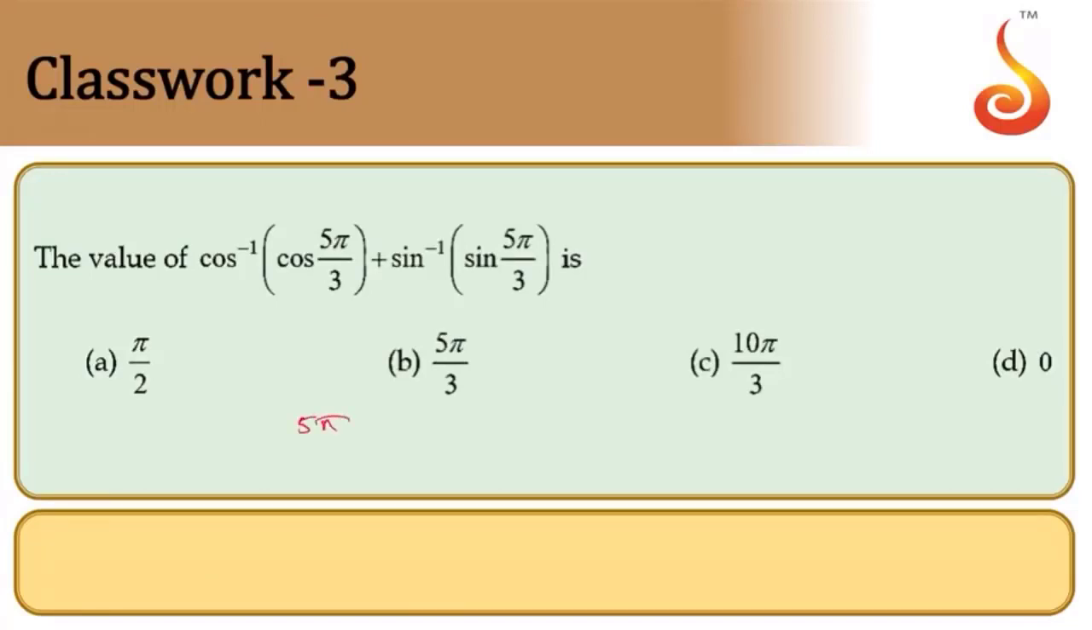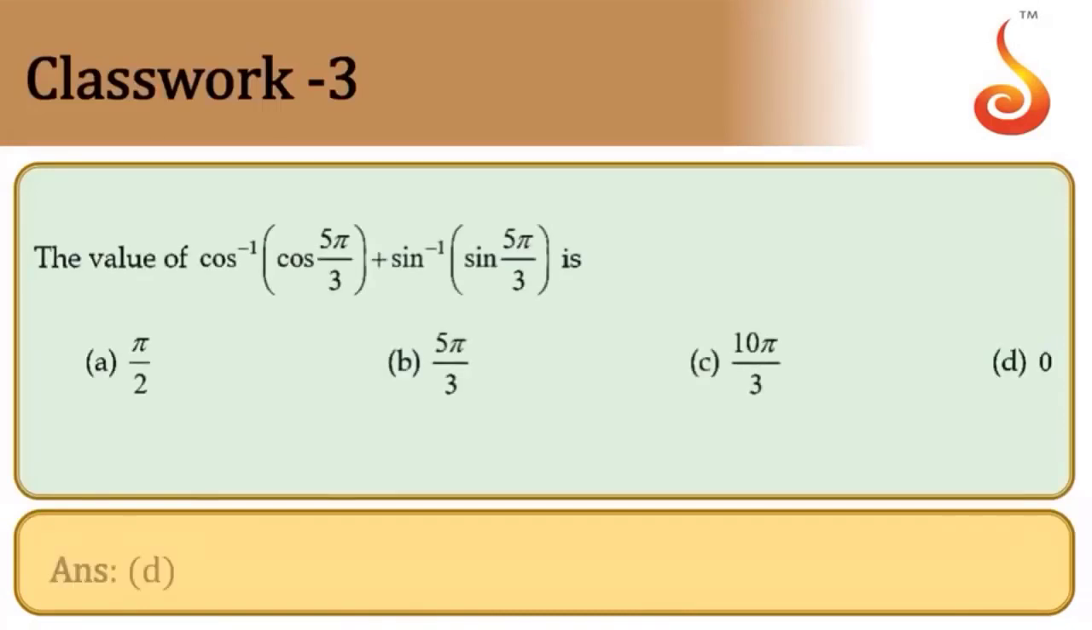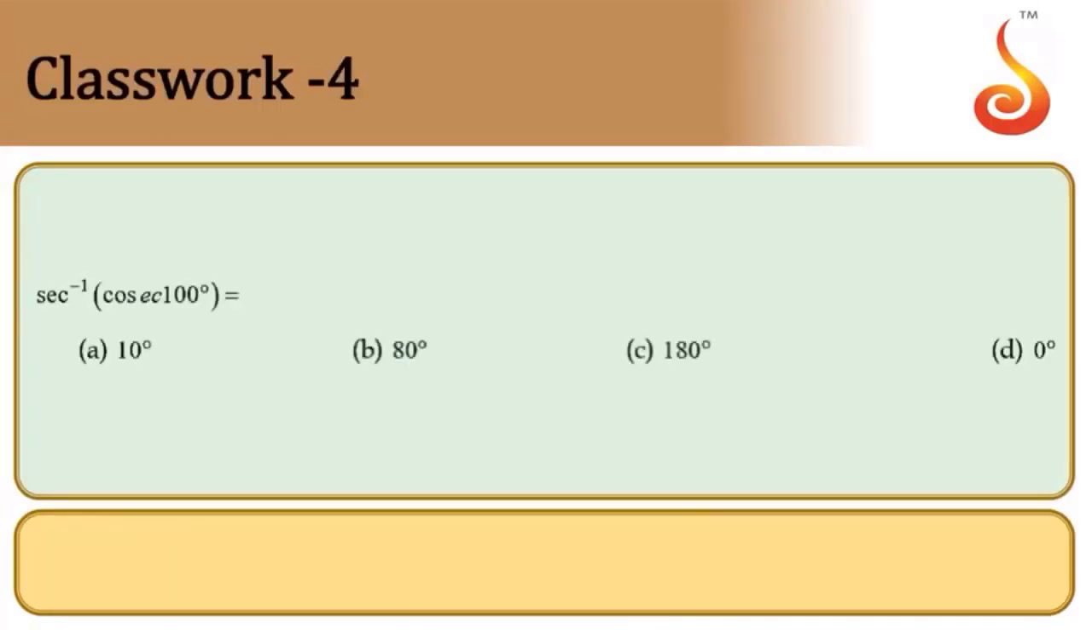Third one, cos inverse of cos of 5 pi by 3. 5 pi by 3 is an angle which can be written as 2 pi minus pi by 3. Cos of 2 pi minus pi by 3 is cos pi by 3. So cos inverse of cos 5 pi by 3 is nothing but pi by 3. Whereas sin inverse of sin 5 pi by 3: because 2 pi minus pi by 3 comes under the fourth quadrant, sin becomes negative, so you get minus pi by 3. So the sum of these two will be equal to 0. So the answer is 0.